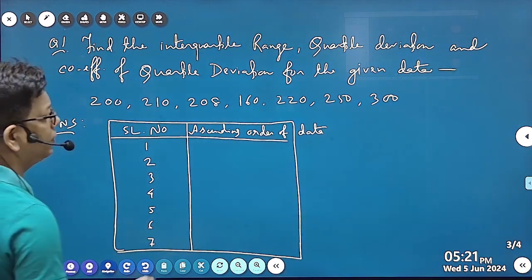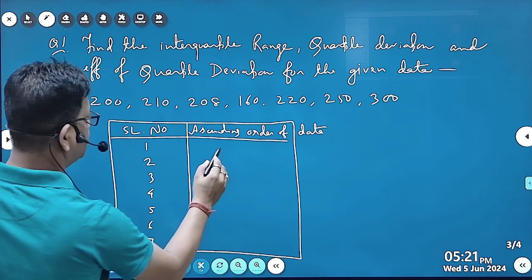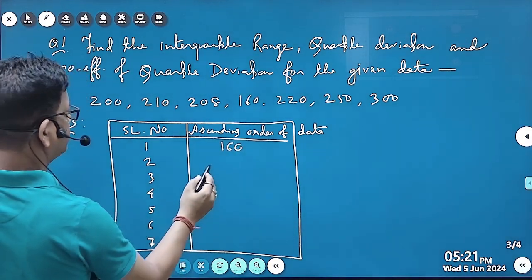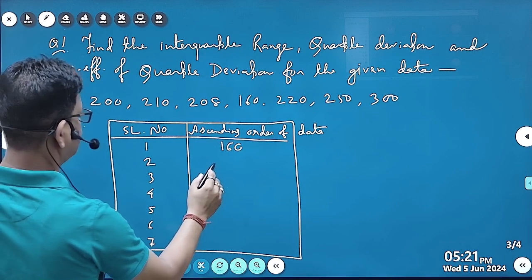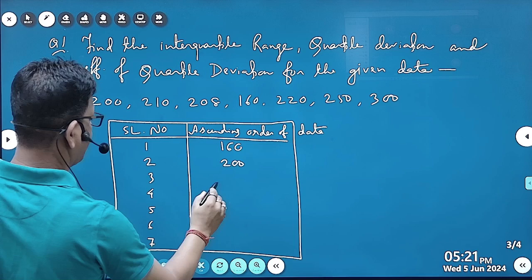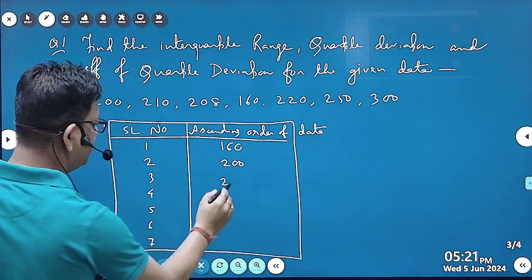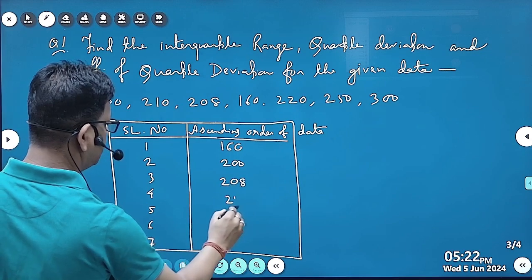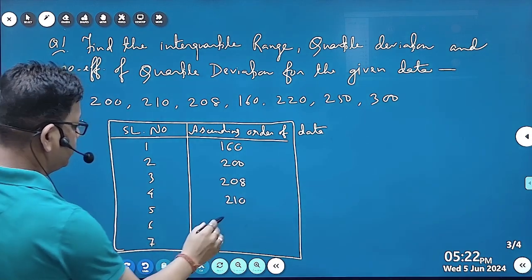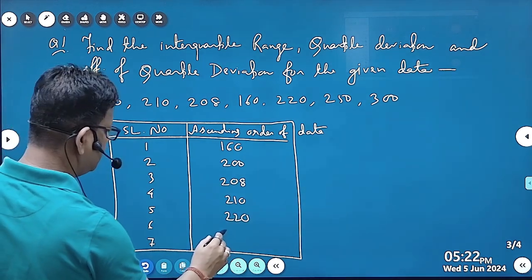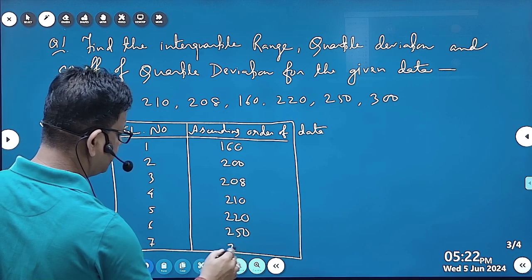I can see 160 is the smallest. Am I correct? Yes or no? Then 200, sorry, 208, right? 208, then 210, then 220, 250, and then 300.